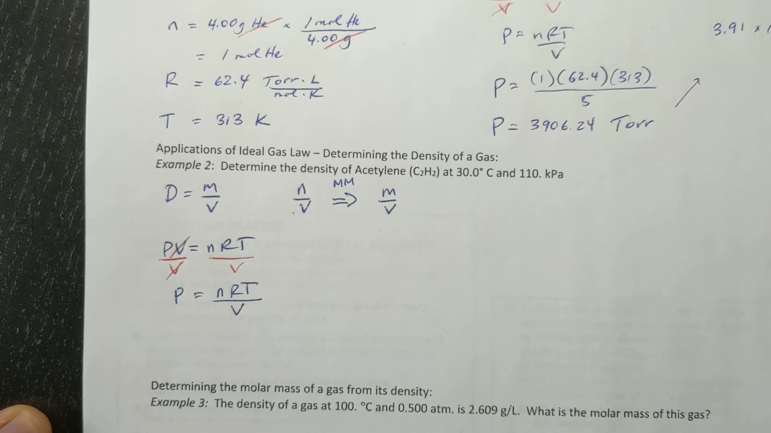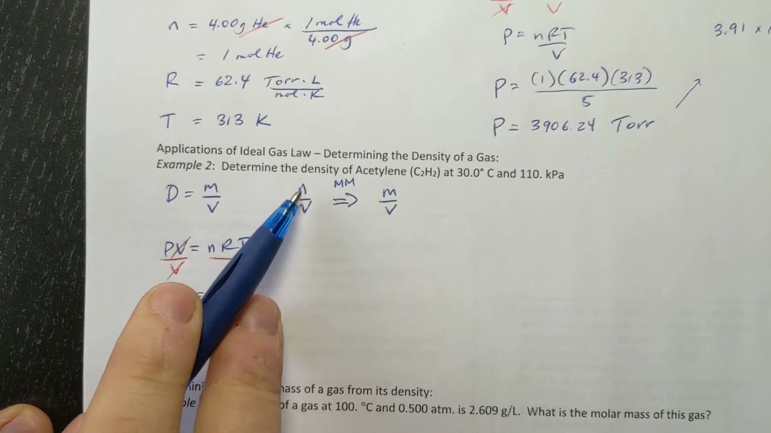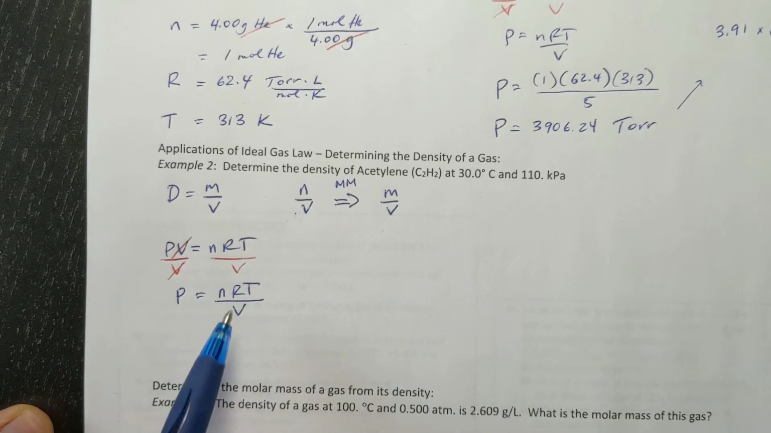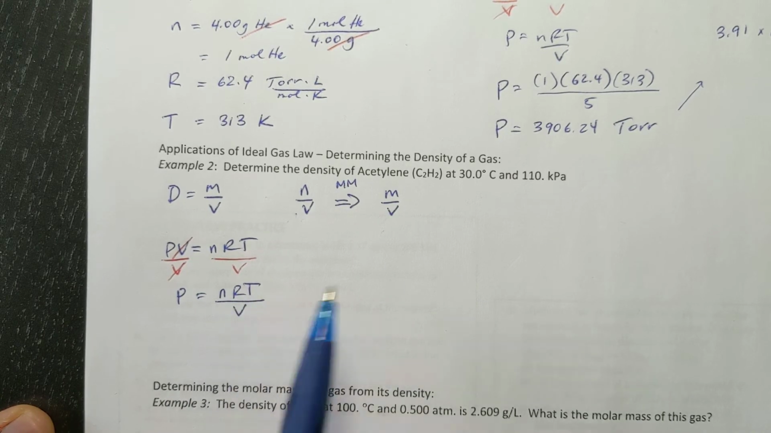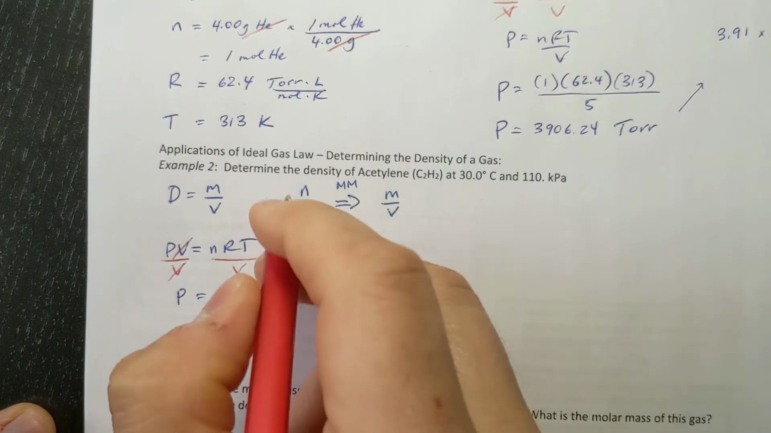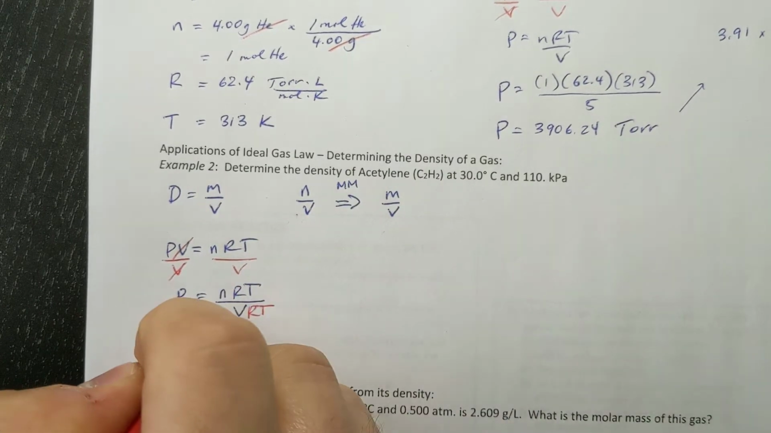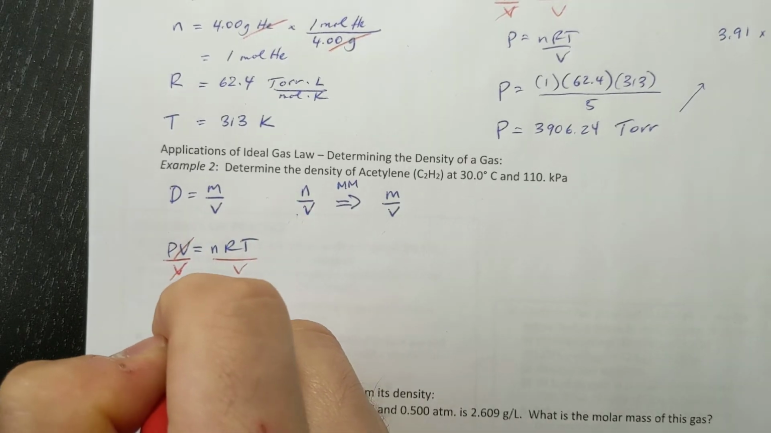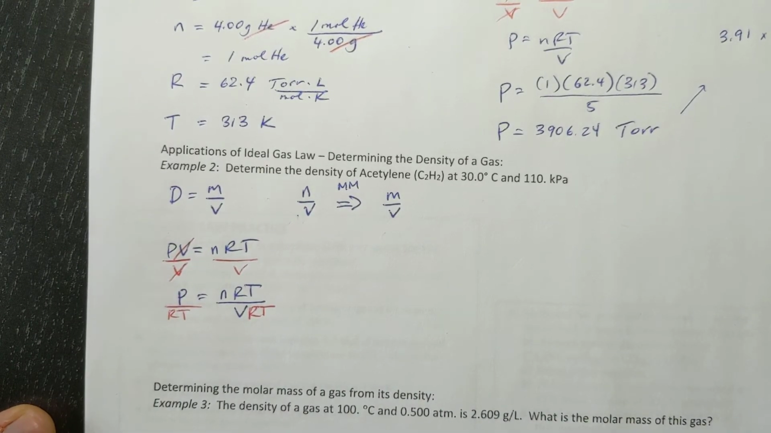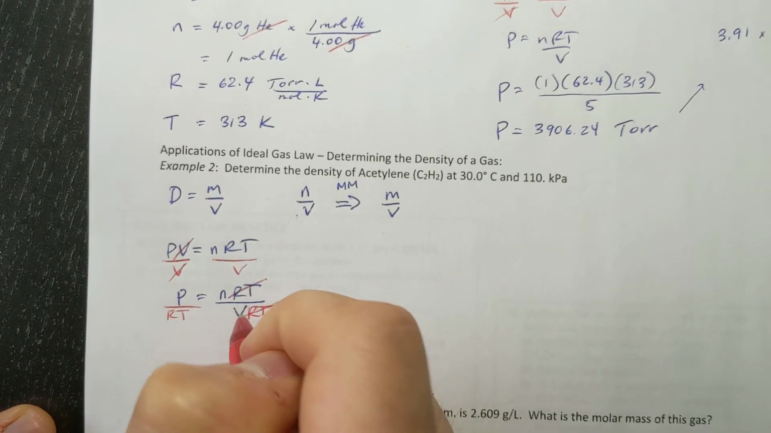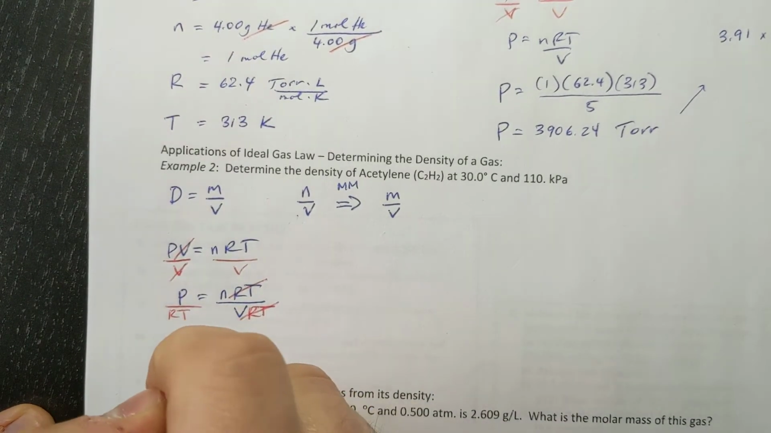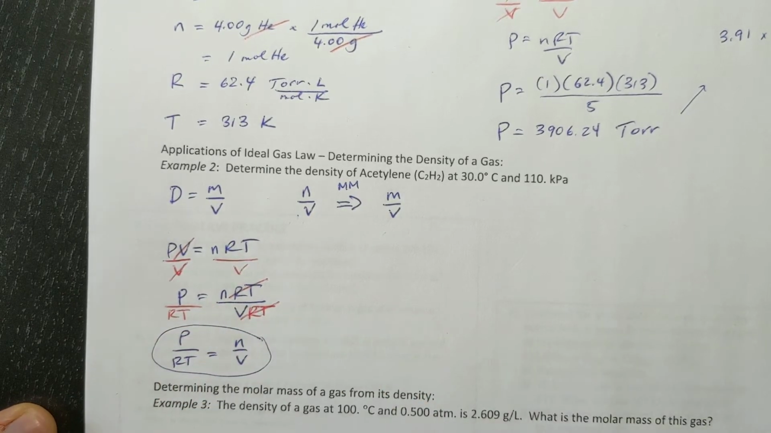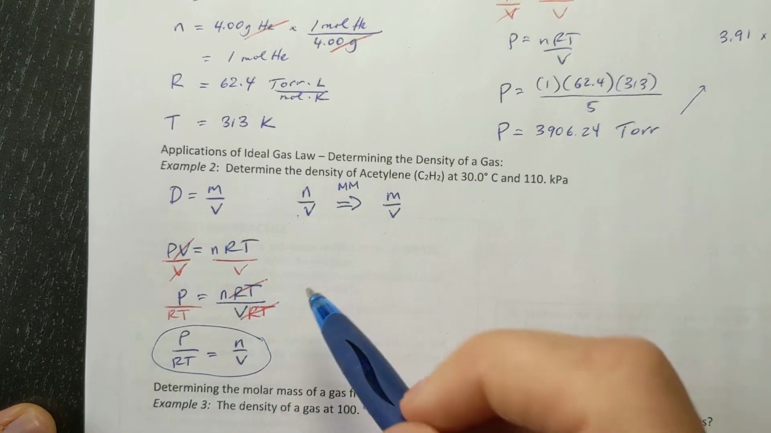But the issue here is that we would need N over V so that we can go to M over V using molar mass. But I have RT in the numerator, so I will put RT in the denominator here, and if I'm dividing by RT here, I have to divide by RT on this side as well. RT will cancel here, RT will cancel here, and look, I have my equation for N over V right there. Okay? Alright, great.